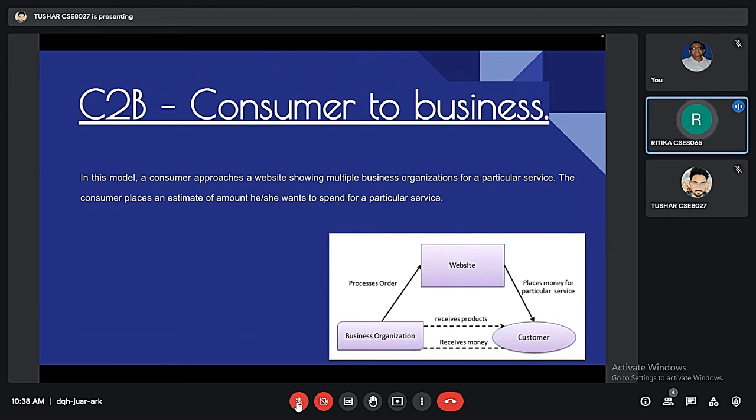So now I'll be discussing C2B, that is consumer to business. C2B businesses allow individuals to sell goods and services to companies. In this model, a consumer approaches a website showing multiple business organizations for a particular service. The consumer places an estimate of the amount he or she wants to spend for that particular service. For example, the comparison of interest rates of personal loans provided by various banks via websites. A business organization that fulfills the consumer's requirement within the specified budget approaches the customer and provides its service.